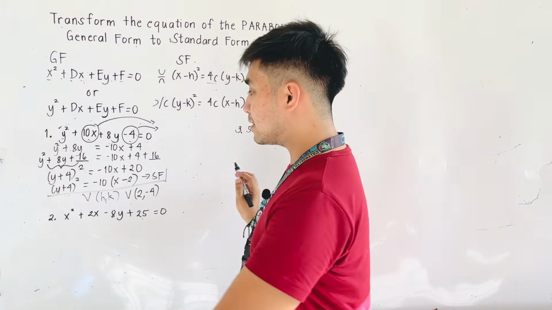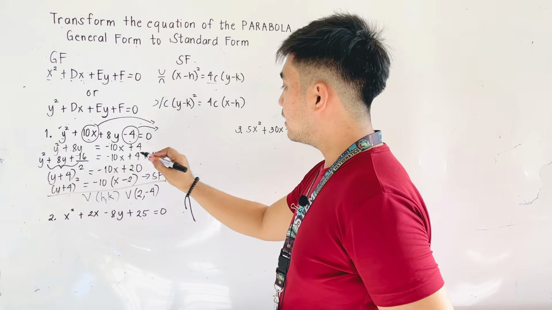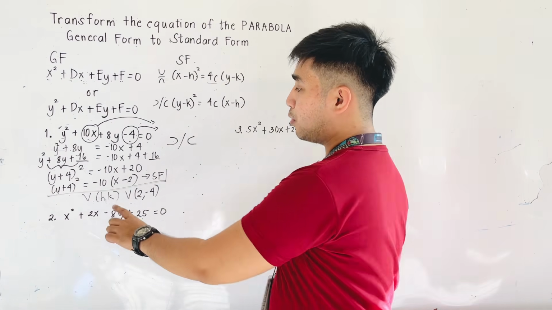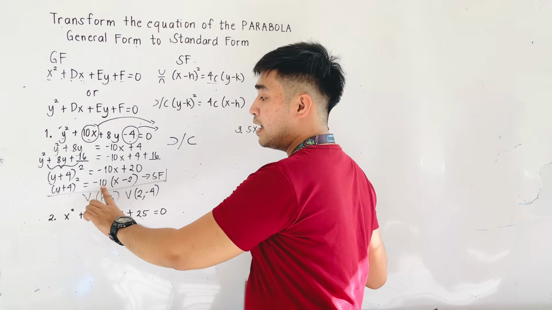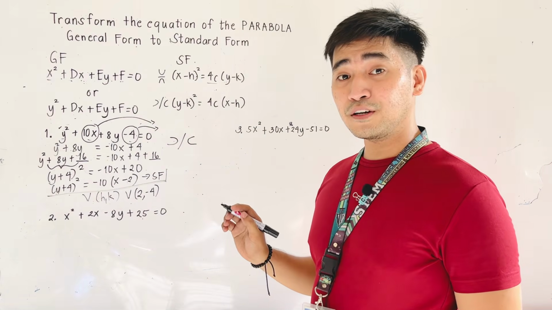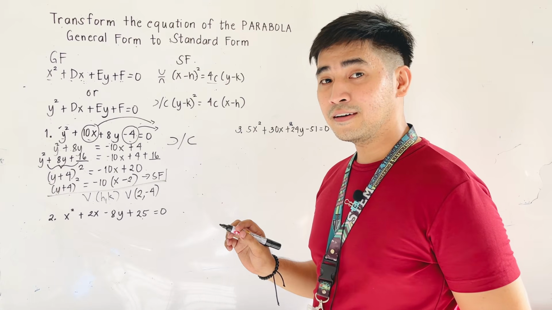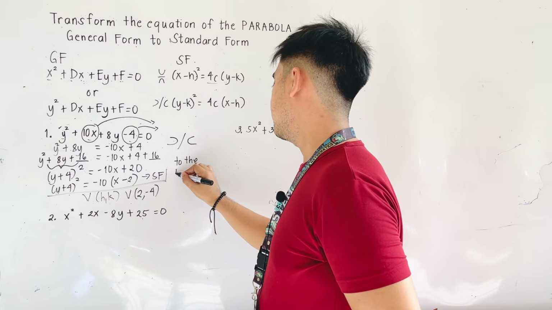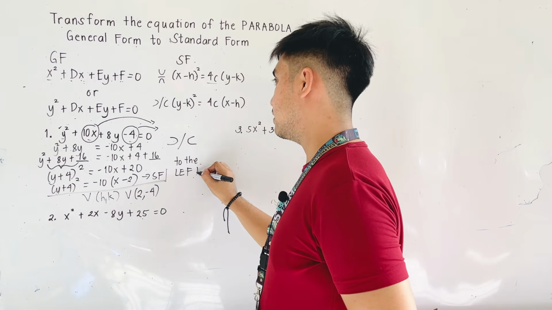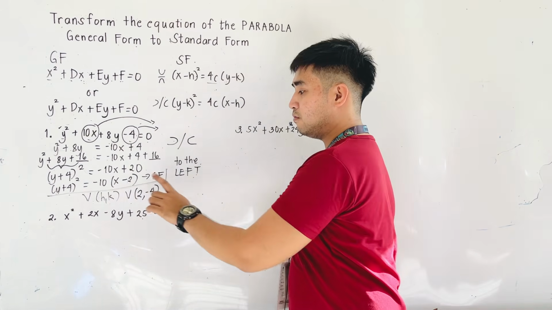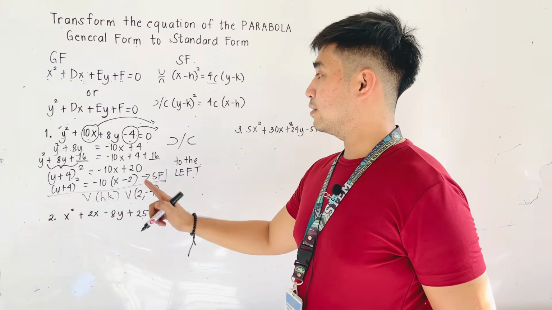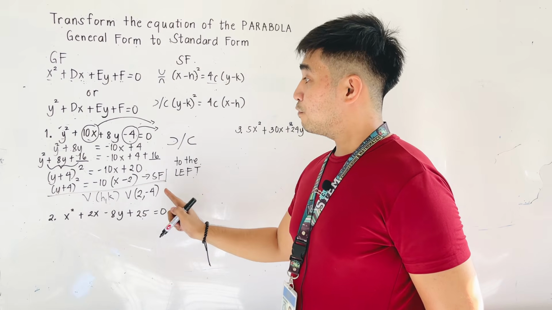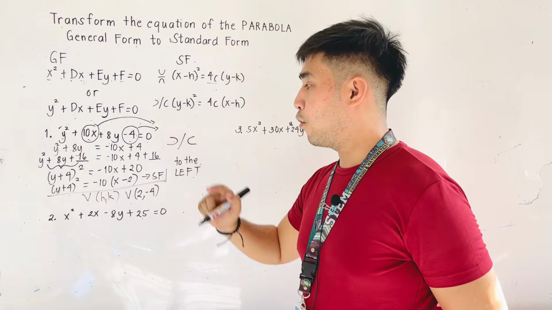Okay, this parabola, since we have y squared, it could open to the left or to the right. But what is the sign of the right side? Negative. If that is negative, therefore the parabola is opening where? To the left. I hope that it is clear. Since this is negative, the parabola is opening to the left. So that is now the standard equation of the parabola from this general form.